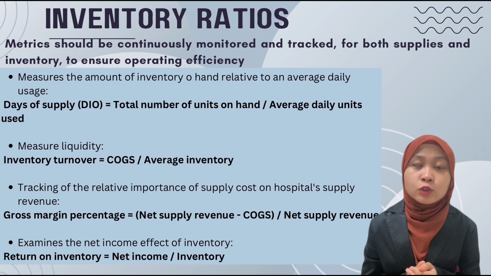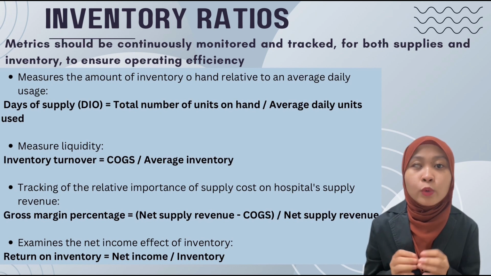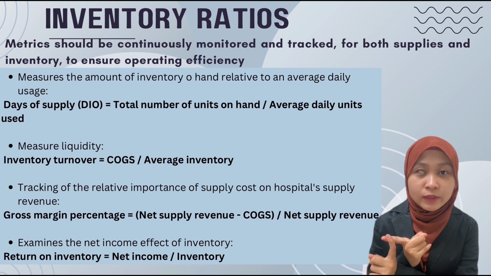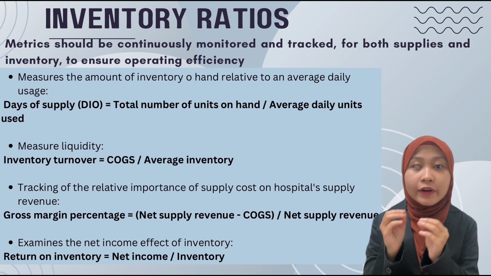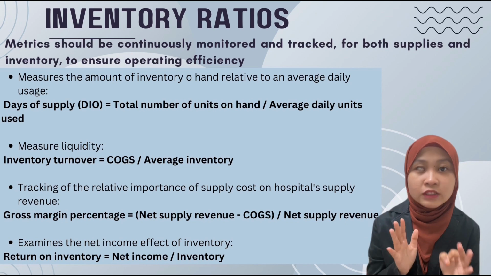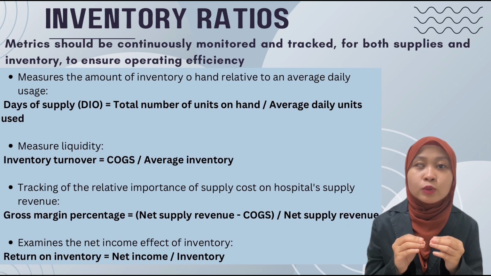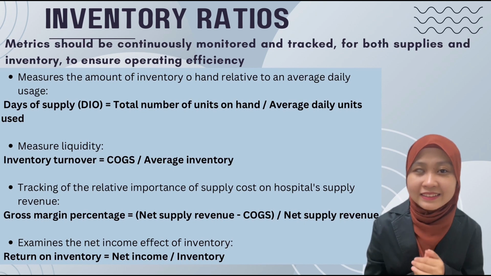This metric is to measure the amount of inventory on hand relative to an average daily usage. To get these days of supply, we need to divide the total number of units on hand by the average daily units used. For example, if there were 800 units on hand and the average daily units used is 100, the DIO would be 8 days.